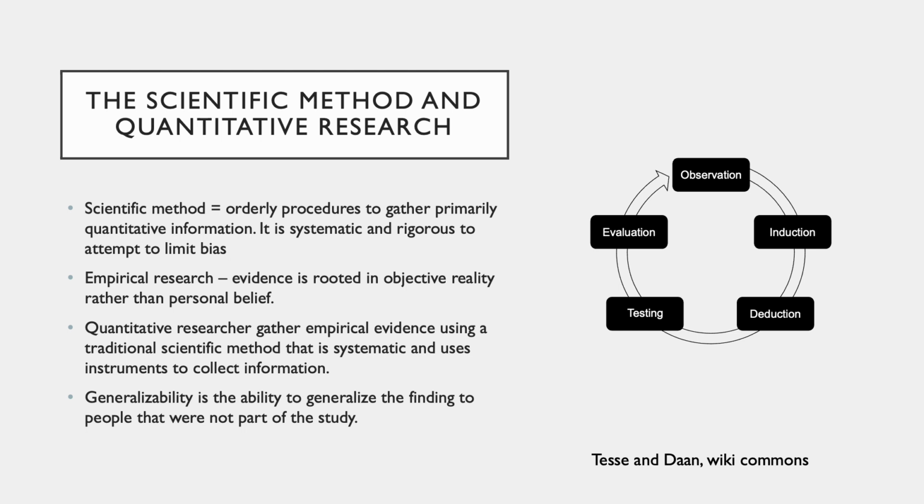And I'm sure you came up with many others. The scientific method and quantitative research. This is important. In this course, I want you to clearly understand the difference between quantitative and qualitative research. Here we begin with quantitative research. Let's begin with a few definitions. The scientific method is orderly procedures to gather primarily quantitative information. It is systematic and a rigorous attempt to limit bias.